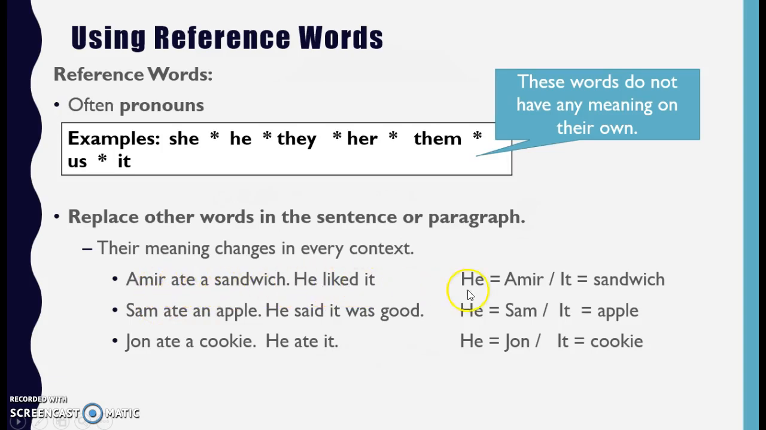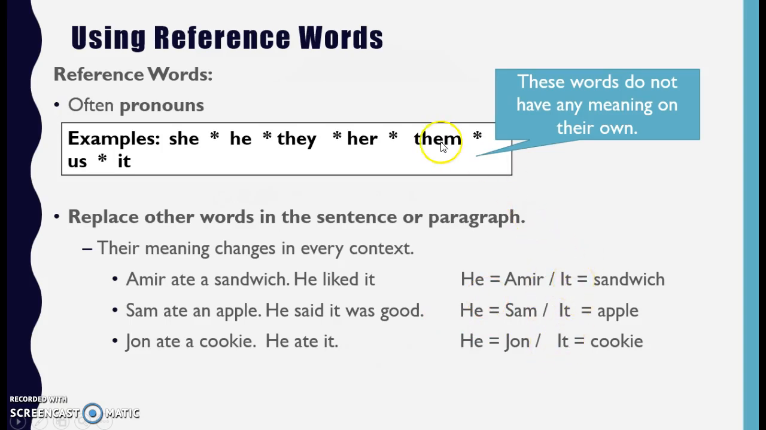So if we look at a few examples, Amir ate a sandwich. He liked it. So he in this sentence means Amir, and it in this sentence means sandwich. Sam ate an apple. He said it was good. In this case, he means Sam, and it means apple. John ate a cookie. He ate it. And again here, he refers to John, and it refers to a cookie. So in every single context, the word he had a different meaning, and the word it had a different meaning.